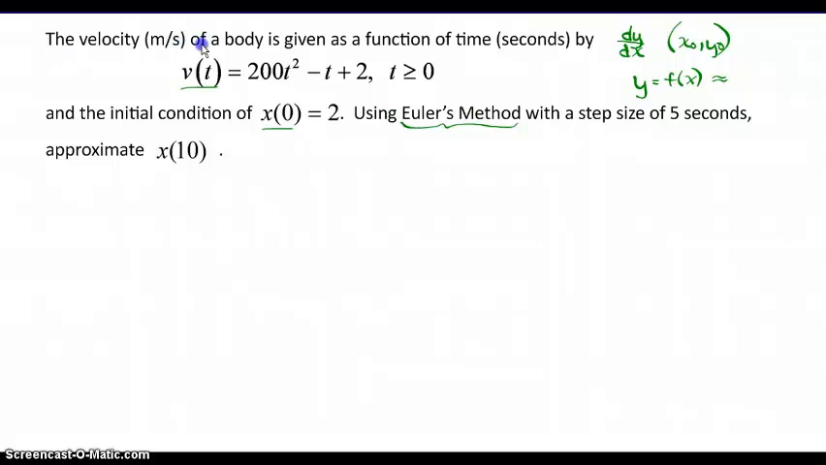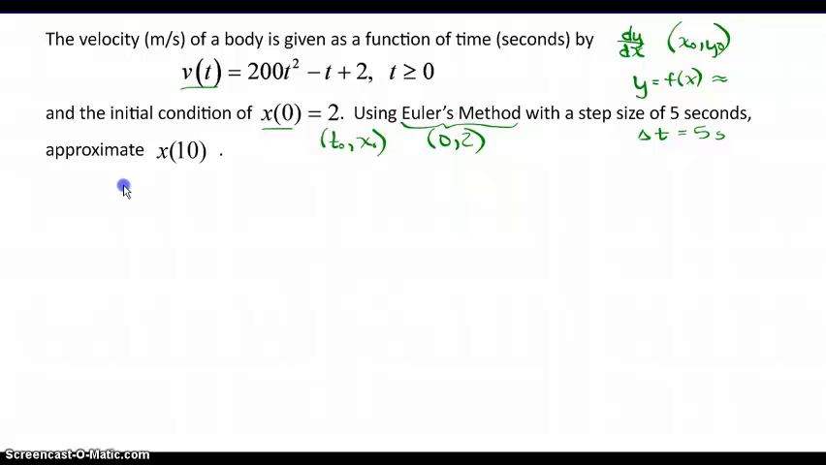So the velocity in meters per second of a body is given as a function of time in seconds by v of t equals 200t squared minus t plus 2, where t is 0 or positive. The initial condition, here this would actually be t naught, x naught in that context using the correct notation, is the point 0, 2. T is 0 seconds. The position is 2 meters. Using Euler's method with a step size of 5 seconds, approximate the position at 10 seconds. So the change in t instead of the change in x is 5 seconds.